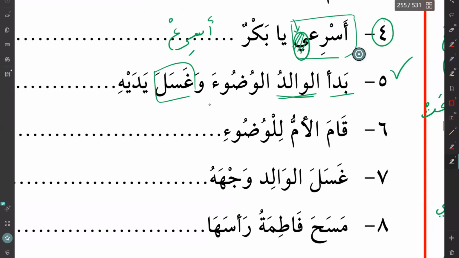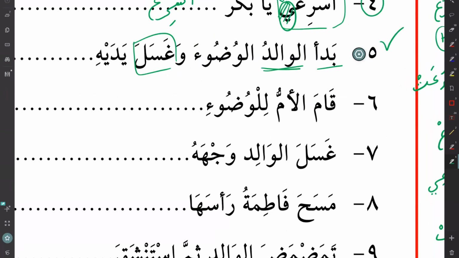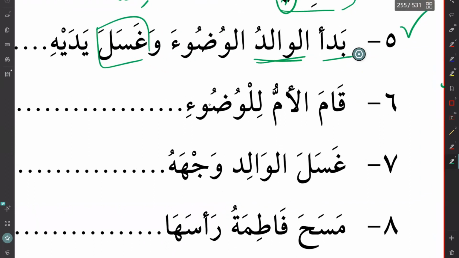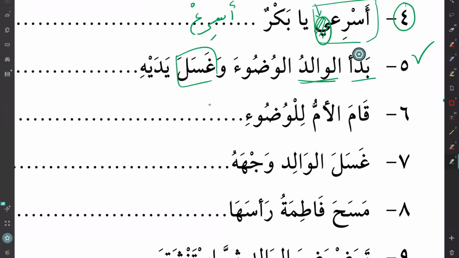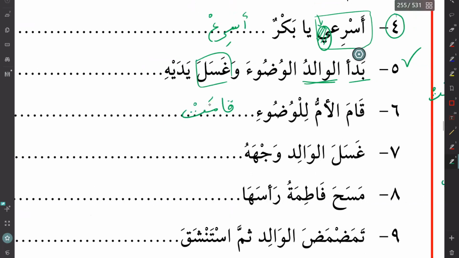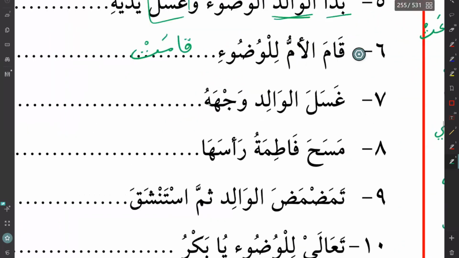And then we have qama al-ummu lil-wudu'i. It is not okay. So you're thinking no. Okay, good. So I think you guys are getting it. So this is good, alhamdulillah. So it will be qamat. Okay, so we can quickly go through them. So this one is fine.